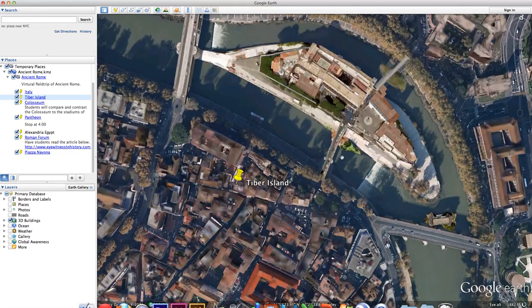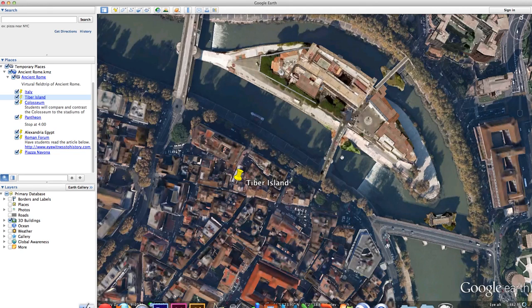In your groups, I'd like you to discuss these two questions and come up with a few answers. Why are travel and trade important to the productivity of a city? And how did the Tiber River and Tiber Island help to facilitate the growth of Rome? So go ahead and discuss those in your groups. Very nice, and then we'll have the discussion.